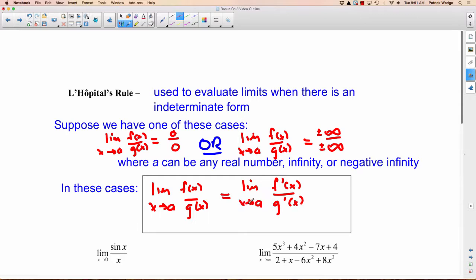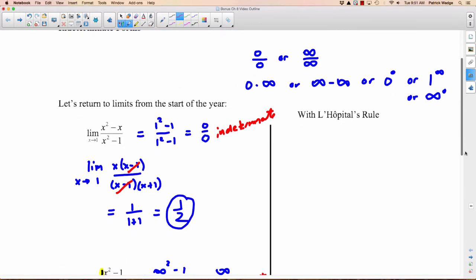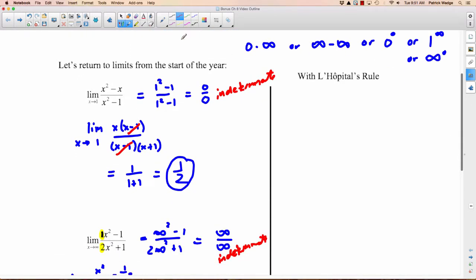So what am I saying there? What does that mean? That means if you want to get the limit of this whole thing, you can find the limit of the derivative of the numerator divided by the derivative of the denominator. So that's not bad. Let's take a look. Let's go back here and try these questions again. We're going to solve these same questions, but this time we're going to do it with L'Hopital's rule.